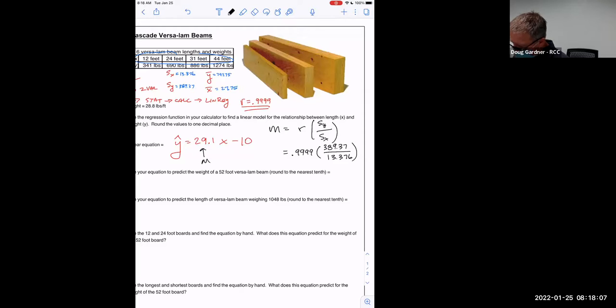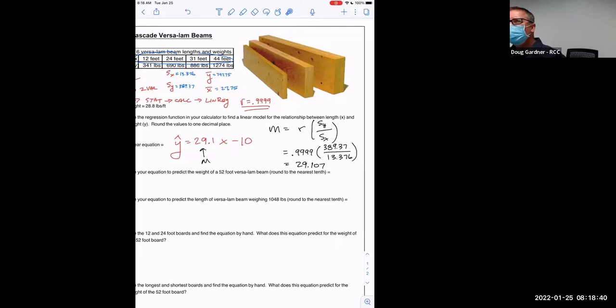389.37 divided by 13.376. Yeah, that's exactly what I got. So I got 29.107. So, okay, cool. That's what's built into your calculator. That's what we didn't really have to pay any attention to. We just got this m value for free over here, if you want, just by using the regression feature of the calculator.